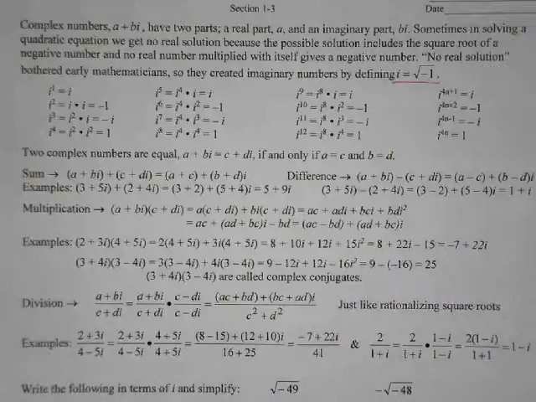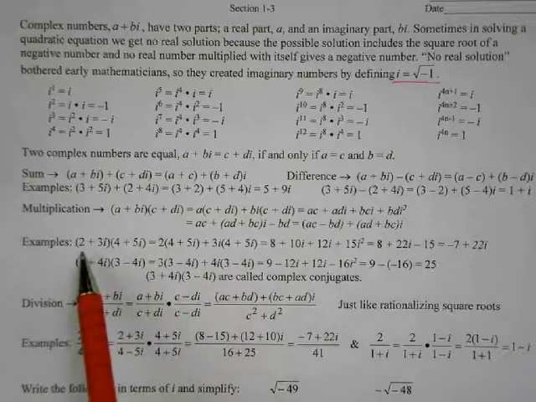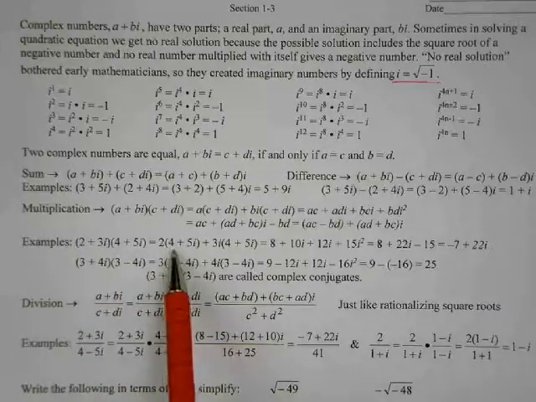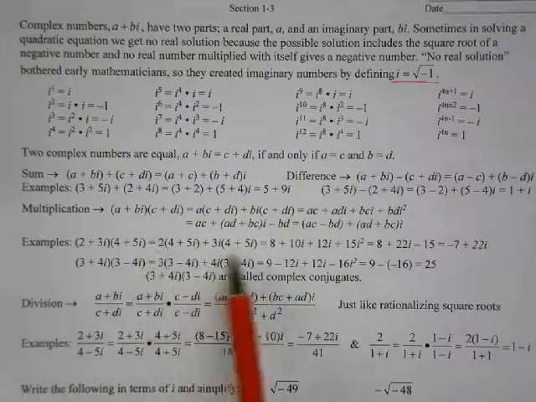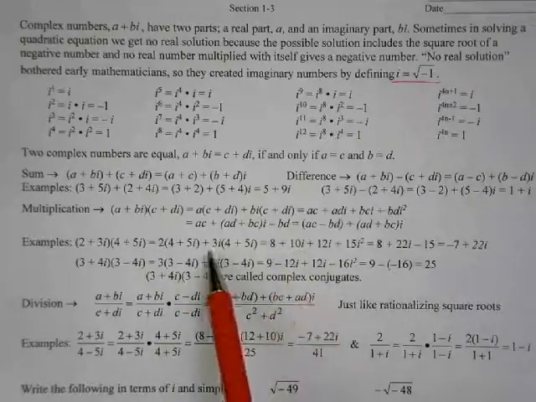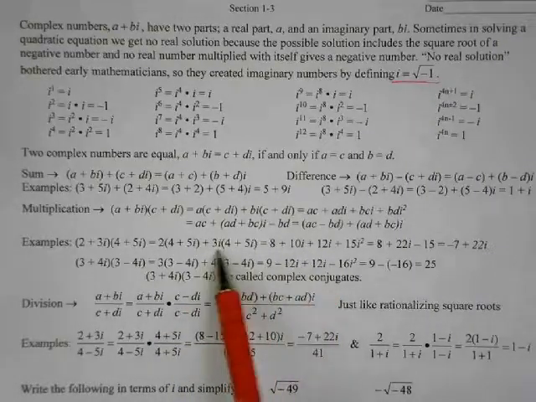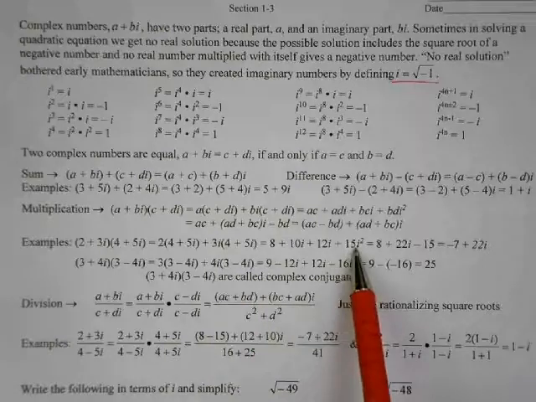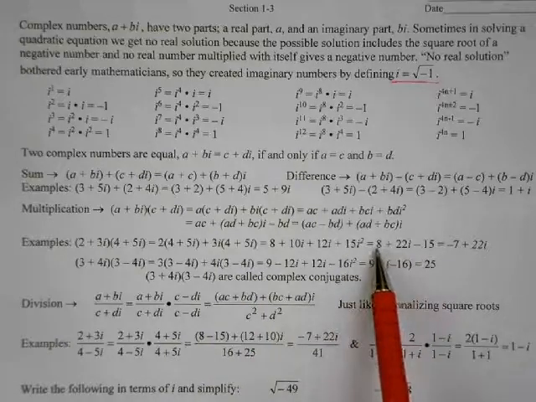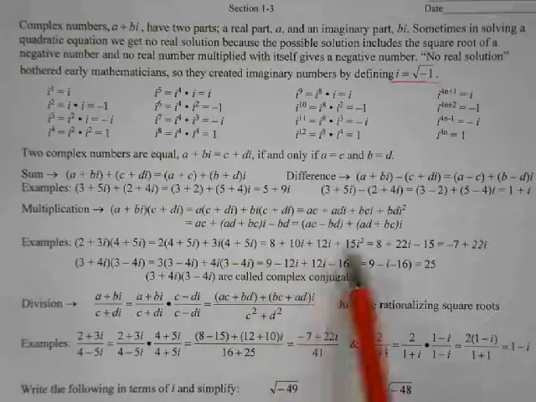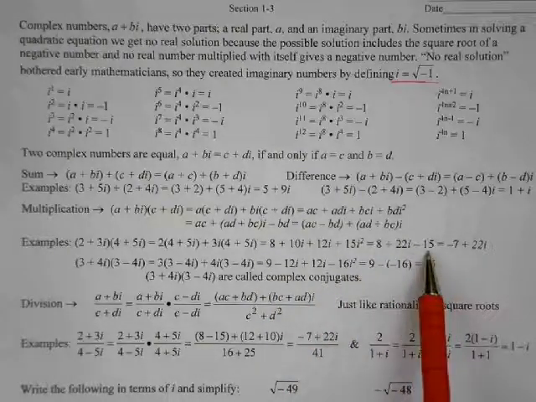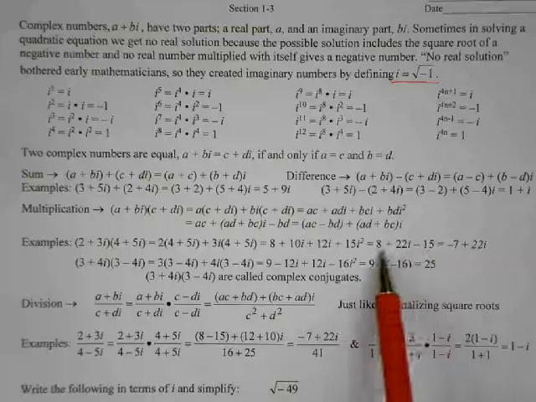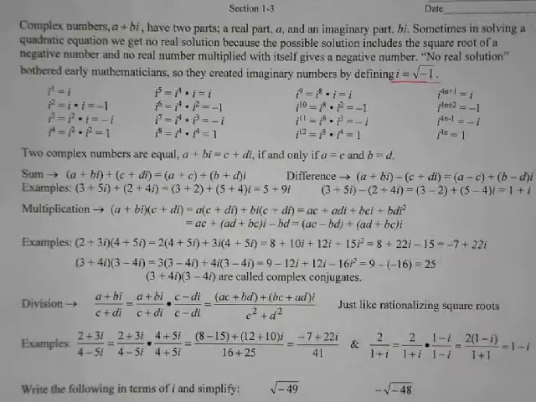So for example, just doing distributive property all the way across, 2 times the 4 gives us 8, 2 times the 5i gives us 10i, 3i times the 4, 12i, 3i times the 5i, 15i squared. The 10 and 12 gives us the 22i. We already had the 8. The 15 turns into negative 15. 8 subtract the 15 gives us negative 7.